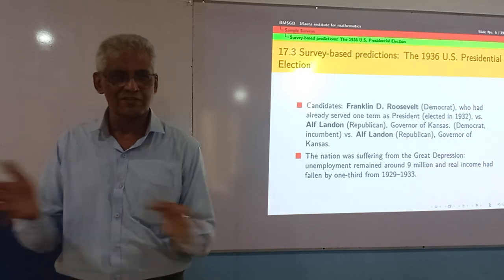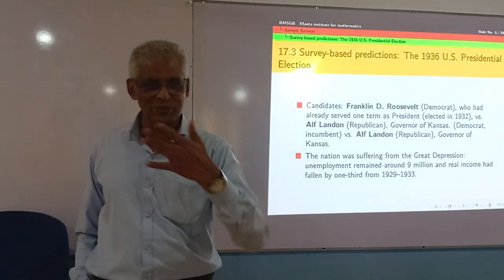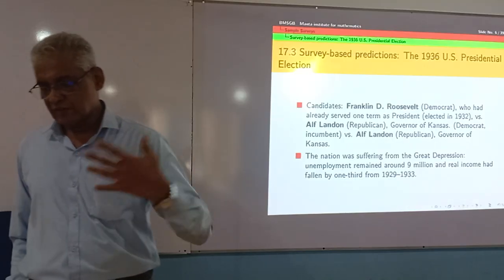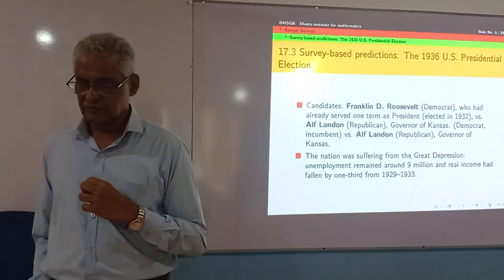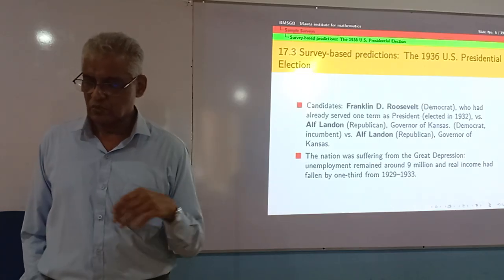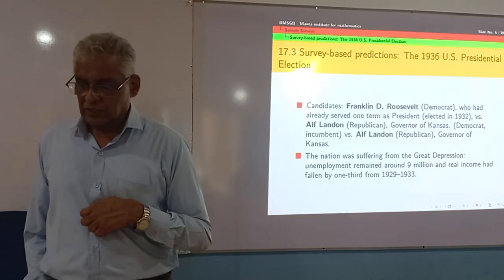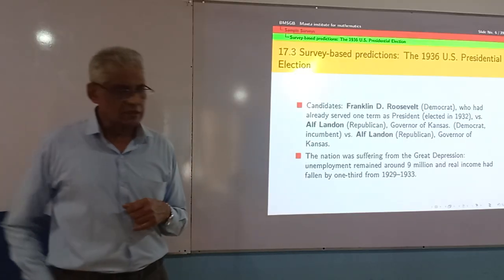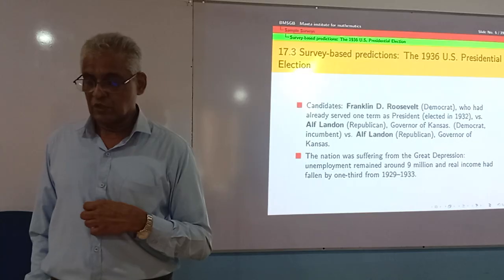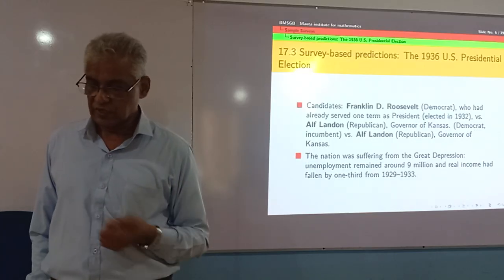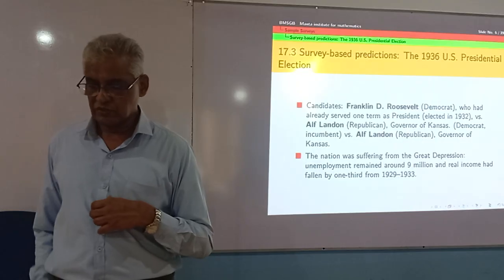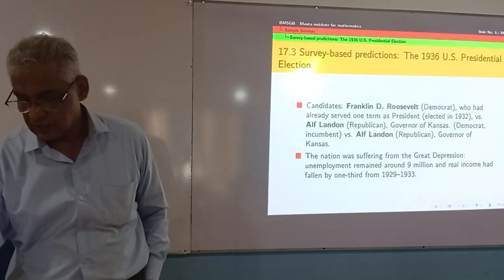He had already done some work, and people knew what he stood for. But Landon was contending for the first time. He was a Republican, and Roosevelt was a Democrat. At this time the Great Depression was still there. There were a lot of problems. Unemployment was very high, people had less income, and there were many problems in the country.